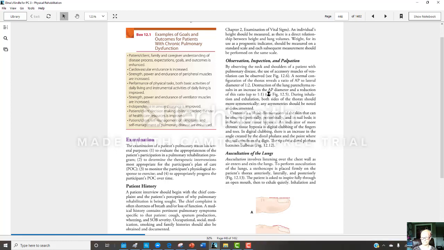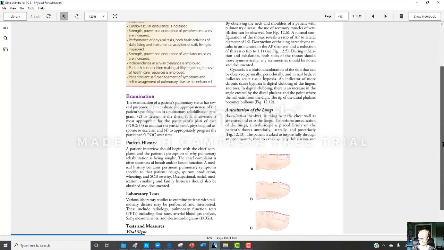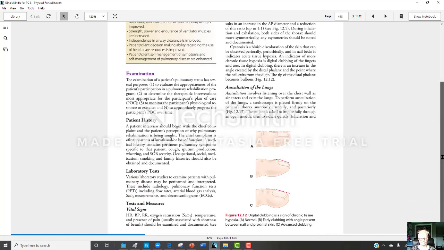Patient history. A patient interview should begin with the chief complaint and the patient's perception of why pulmonary rehabilitation is being sought. The chief complaint is often shortness of breath and/or loss of function. A medical history contains pertinent pulmonary symptoms specific to that patient: cough, sputum production, wheezing, and SOB severity. Occupational, social, medication, smoking and family histories should also be obtained and documented.